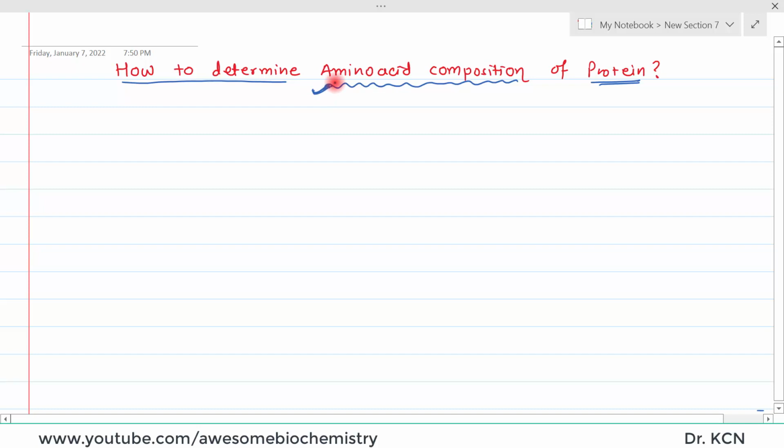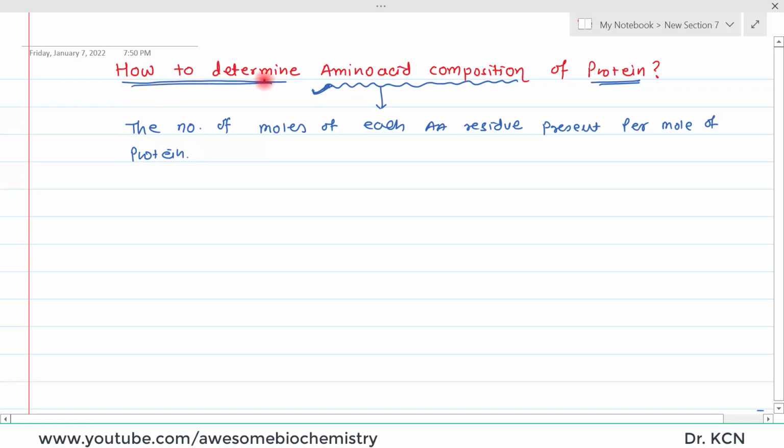So in better words, amino acid composition is the number of moles of each amino acid residue present per mole of protein. That is the definition of amino acid composition, and we are going to learn how to determine it.